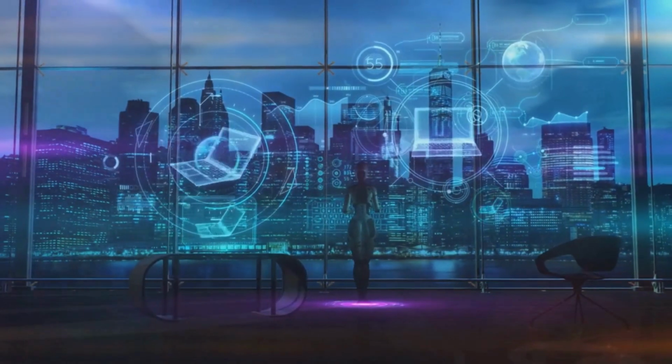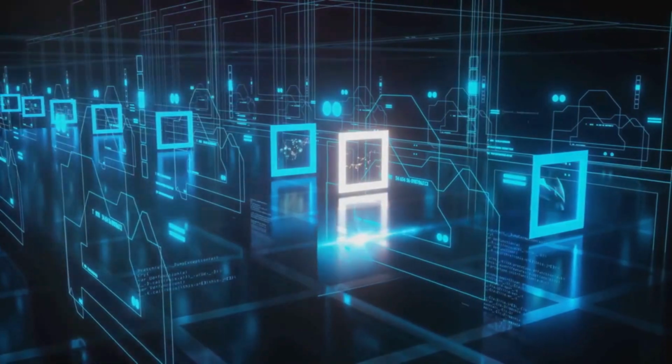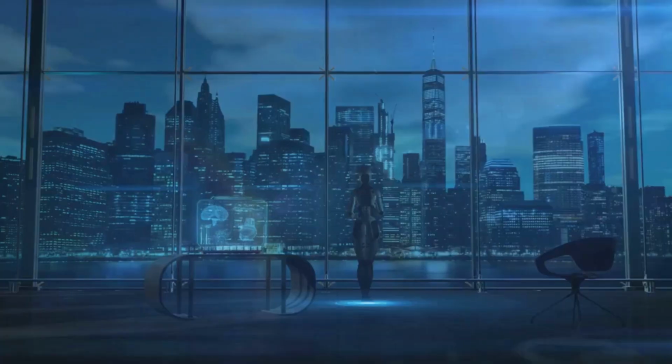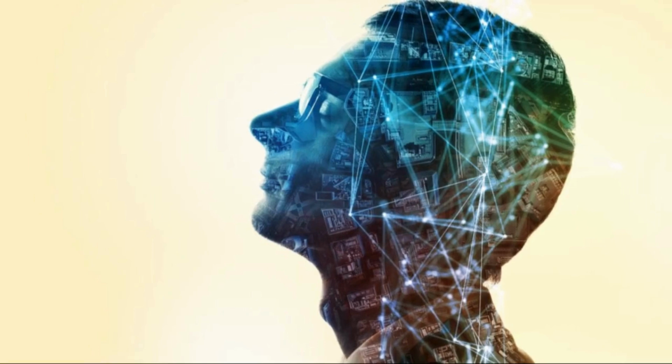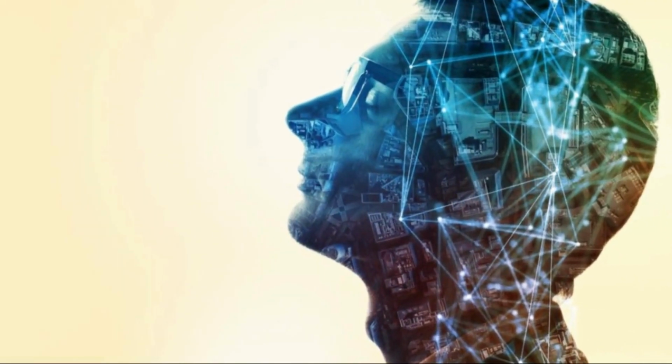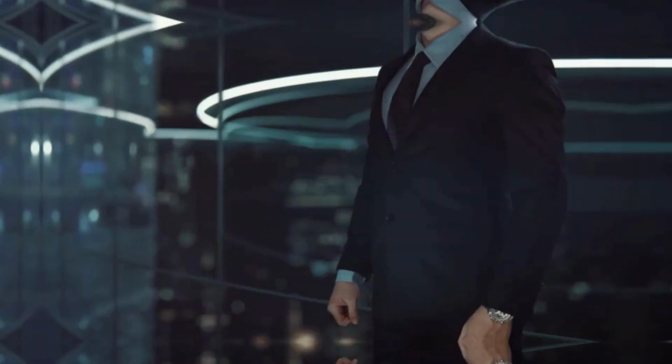But the future of AI in crypto isn't just about making more money, it's about creating a more efficient, transparent, and accessible financial system for everyone. As AI becomes more sophisticated, we need to address ethical considerations, ensuring that these technologies are used responsibly and don't exacerbate existing inequalities.